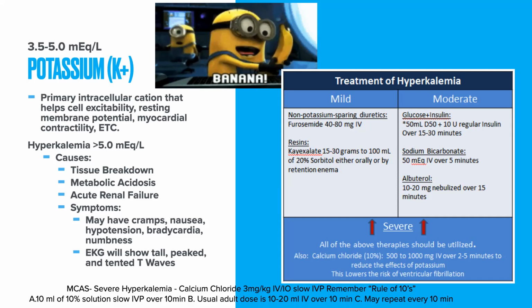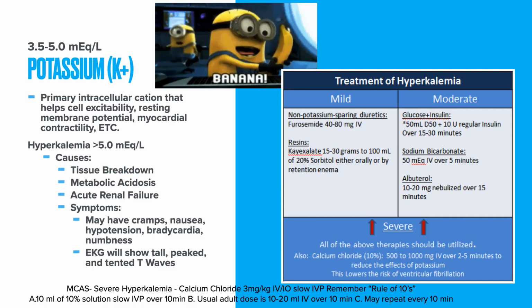So mild treatment would be a non-potassium sparing diuretic. Diuretics do what? They make you pee. So furosemide or Lasix, which would be 40 to 80 milligrams IV. And then resins such as Kayexalate, 15 to 30 grams in 100 milliliters of 20% sorbitol, either orally or by retention enema.